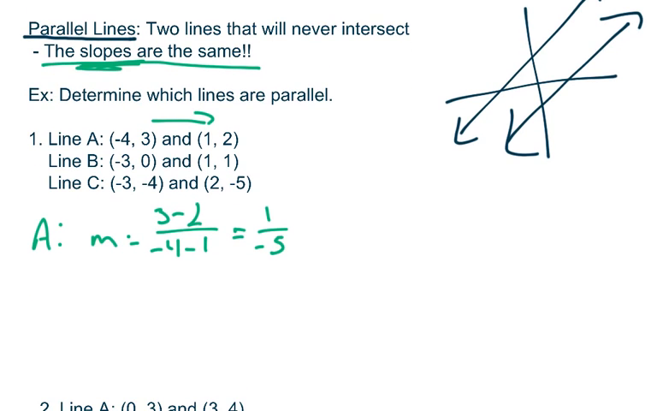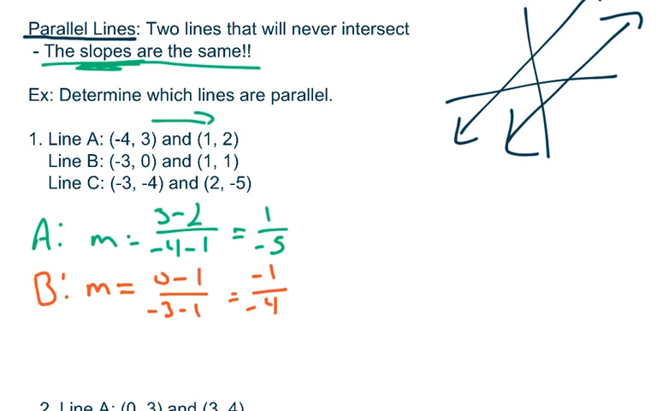Let's find the slope of line B. Again, it's letter M. So then we'll have 0 minus 1 over negative 3 minus 1. 0 minus 1 is negative 1. Negative 3 minus 1 is negative 4. So clearly A and B are not going to be parallel.